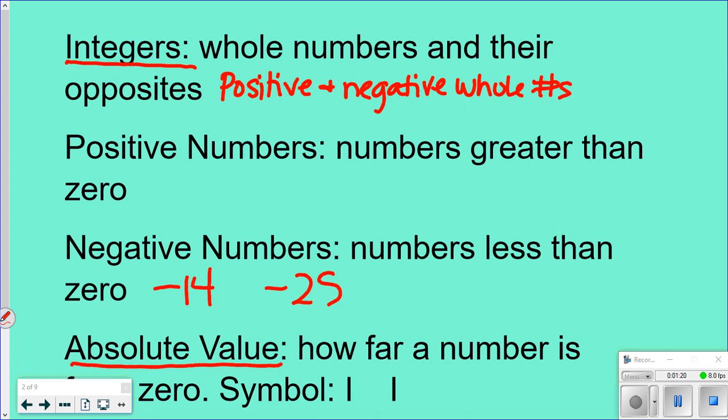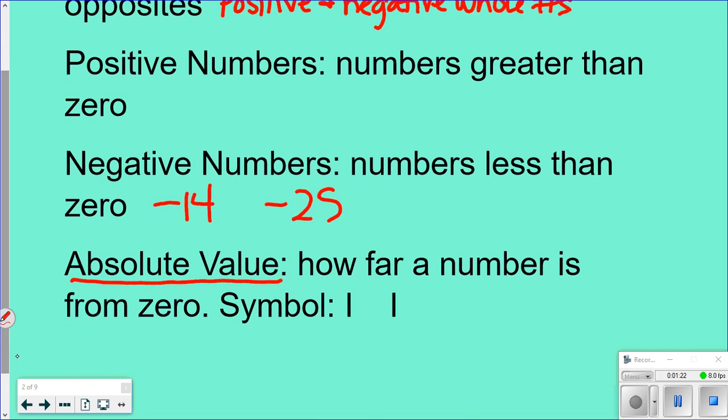Okay, and then absolute value is the other vocabulary word you need to know. And this is only how far a number is from 0, and the symbol is 2 lines. You go ahead and write that, and then we're going to focus on absolute value a little bit more in the next few slides. So absolute value is how far a number is away from 0, and the symbol is just 2 lines.